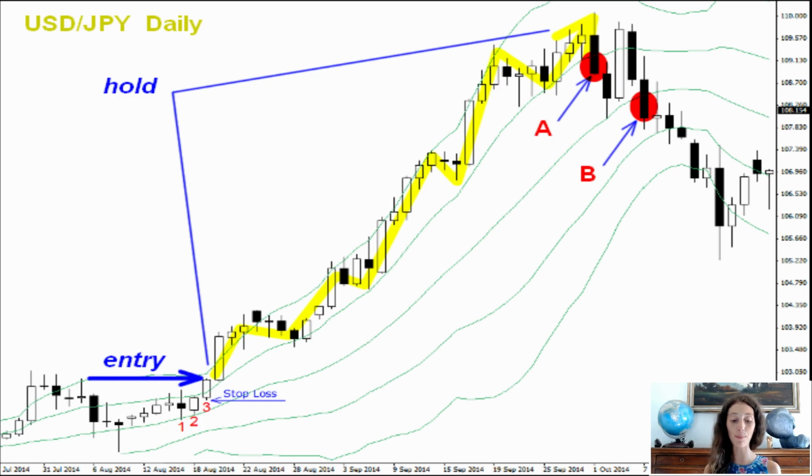Similarly, here is an example of a short position on EUR/USD per day.